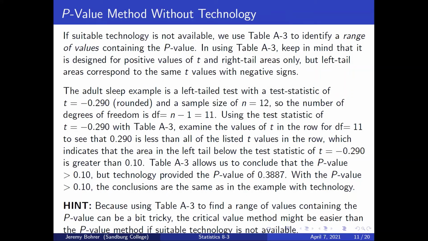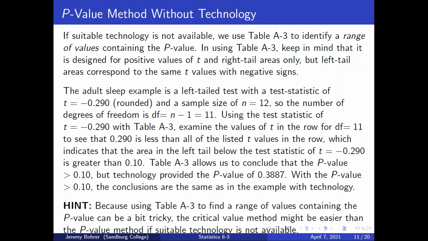Using the test statistic of t equals negative 0.290 with table A3, examine the values of t in the row for df equals 11 to see that 0.290 is less than all of the listed t values in that row, which indicates that the area in the left tail below the test statistic of t equals negative 0.290 is greater than 0.10. Table A3 allows us to conclude that the p-value is greater than 0.10, but technology provided the p-value of 0.3887. With the p-value greater than 0.10, the conclusions are the same as in the example with technology.